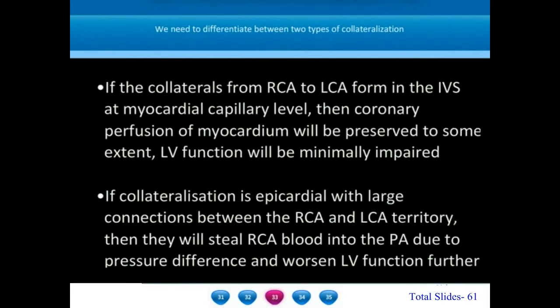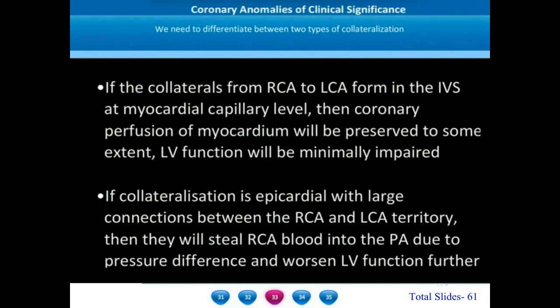We need to differentiate between two types of collateralization. What we have been seeing so far is the collaterals that develop from the RCA to the LCA in the interventricular septum at myocardial capillary level. These collaterals will maintain a good myocardial perfusion, and so the left ventricle function will be reasonably preserved.